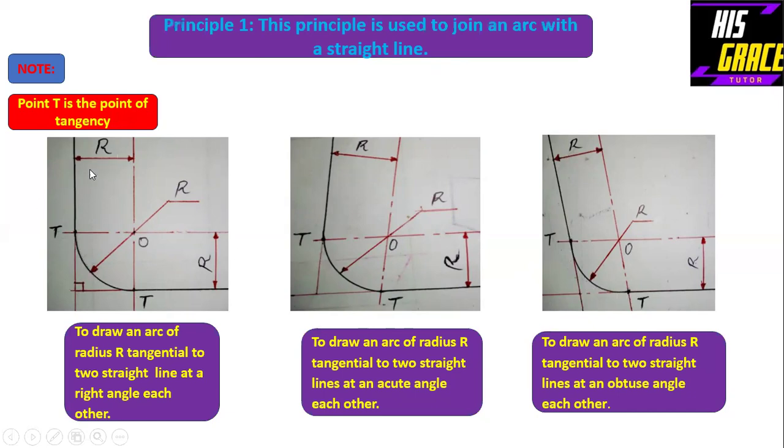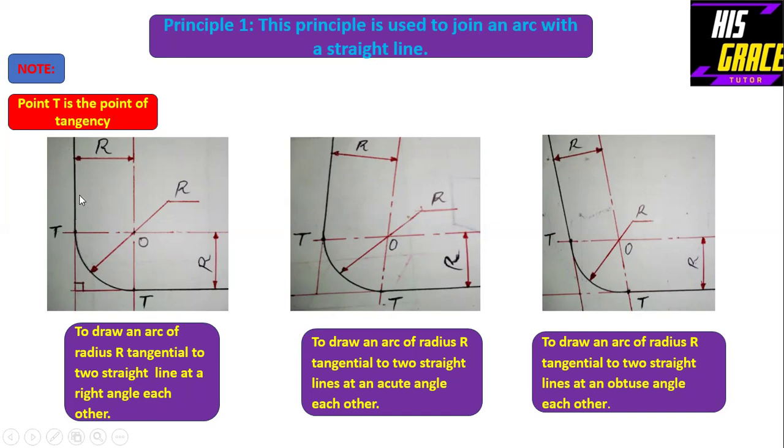For the first application of the principle of tangency, we have to draw an arc of radius r tangential to two straight lines at a right angle to each other. As you can see the angle here, these two lines are at right angle to each other. We want to use an arc to connect them together, or blend them together. So how can we do this?